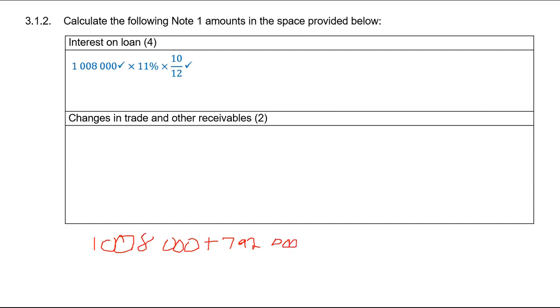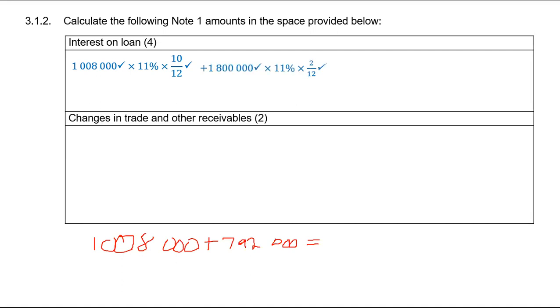So whatever I get here will be the loan balance from the 1st of January. So I'm going to have that loan balance that I'm owing from the 1st of January. It'll be January, February for 2 months. So when I calculate the interest, it'll be 1,008,000 plus 792,000, which will give me 1.8 million. That 1.8 million, I'm only going to owe it for 2 months. That's why when I calculate the interest, I'll multiply by 11% and multiplied by 2 over 12.